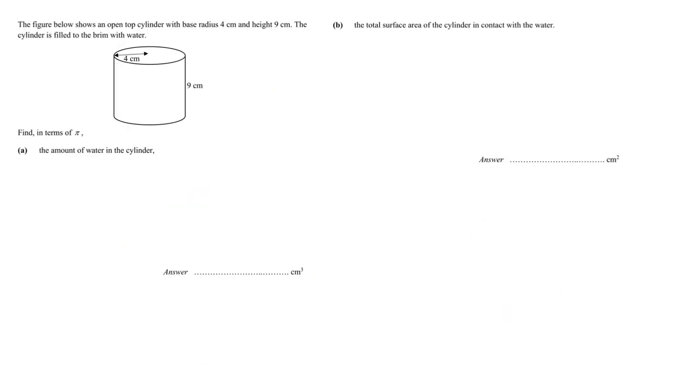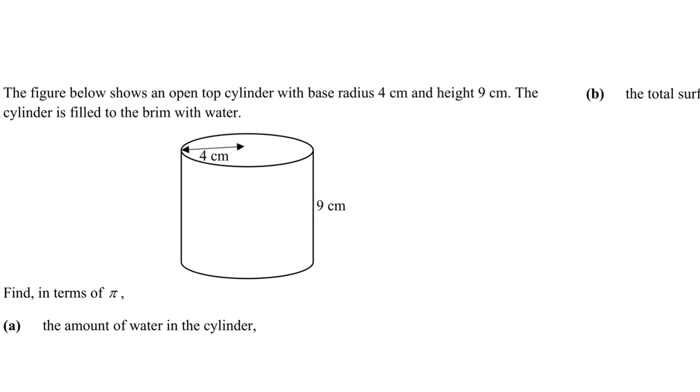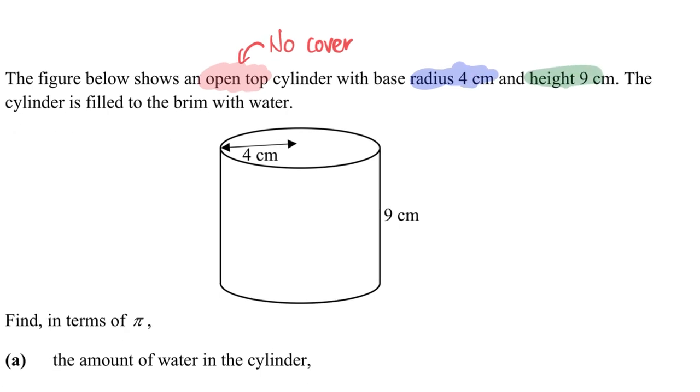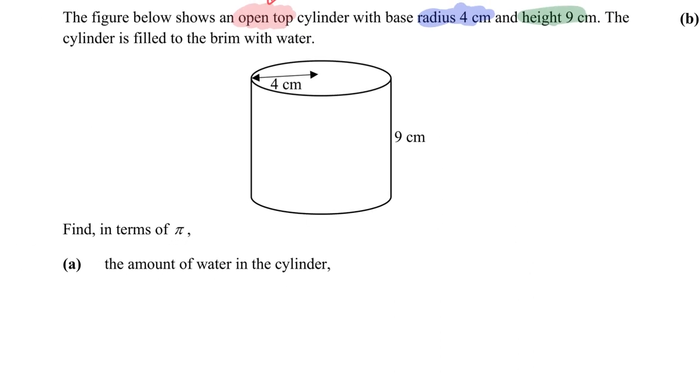Hello everyone, welcome to this question where we are given this figure, which is an open top cylinder. Open means no cover. Okay? And we are also given the radius and height 9. Now, in terms of pi, find the amount of water in this cylinder which is filled to the brim with water.